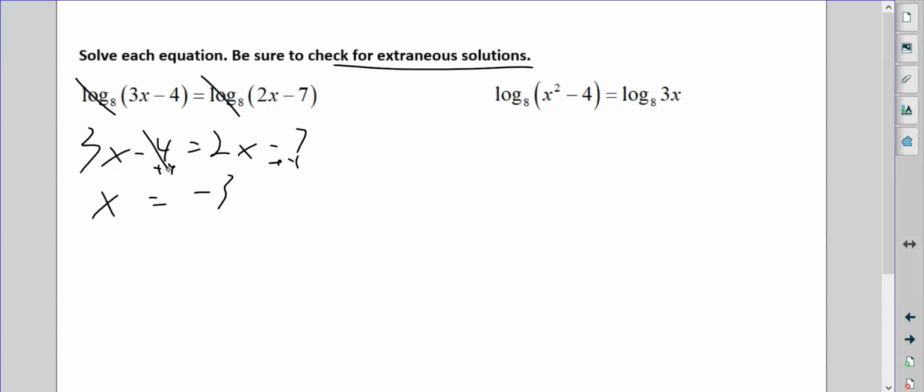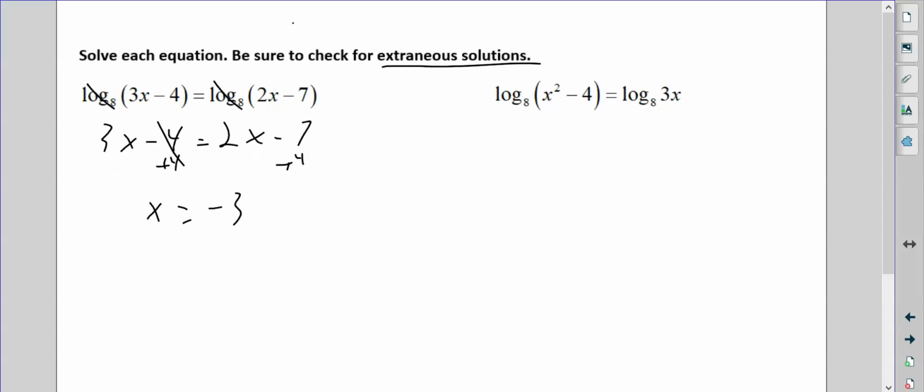Okay, that's my answer. And if you plug it in, 3 times negative 3 is negative 9, minus 4, negative 13. So remember, you're basically getting this log 8 of negative 13. You cannot have this number be negative, so therefore this answer is extraneous. Yes, you get negative 3, but it does not work out.